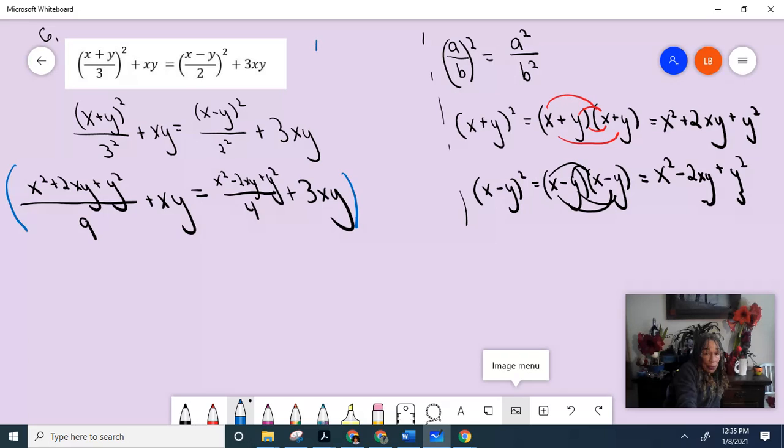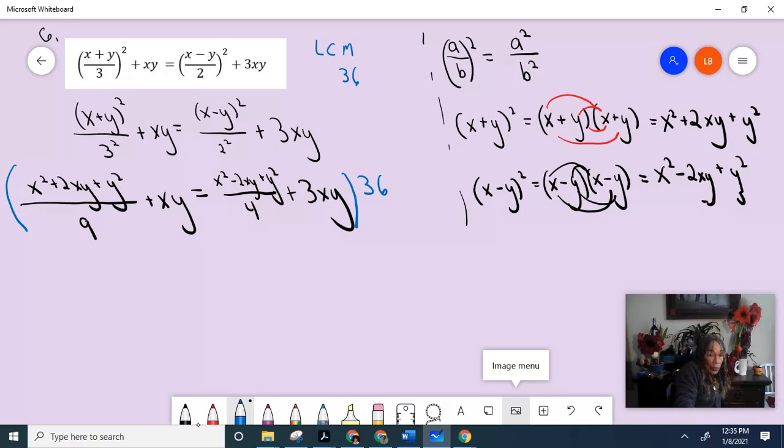And the lowest common multiple of 9 and 4 is 36. So I'm going to multiply every single term by 36. I know it's ugly. You'll get over it. Now, in the first case, I could write this all out for you, and I would if you were in Algebra 1 class, but you're not.